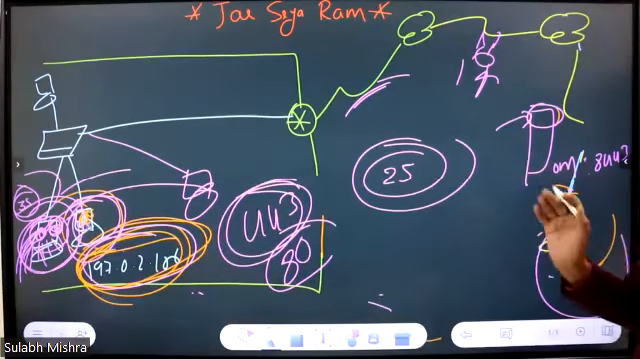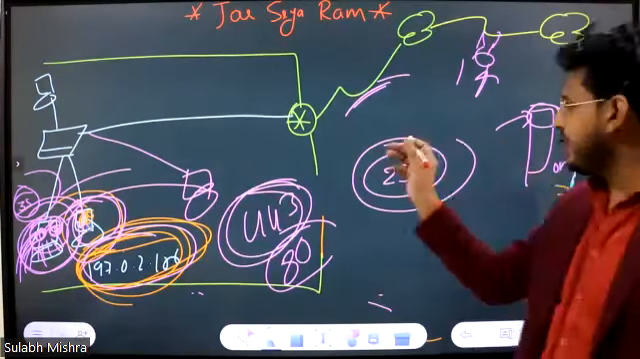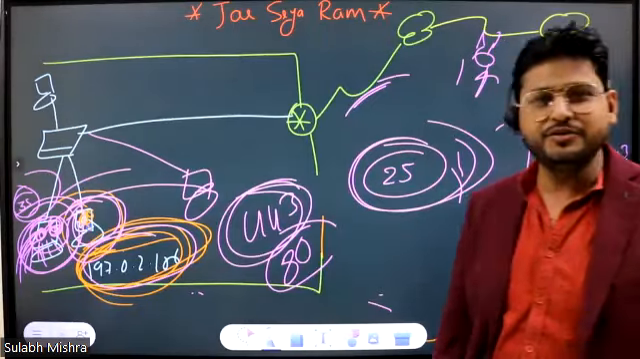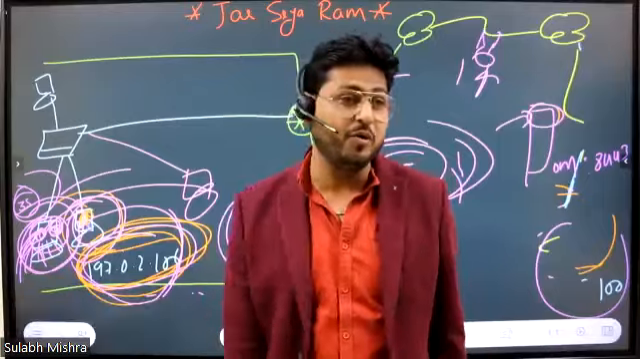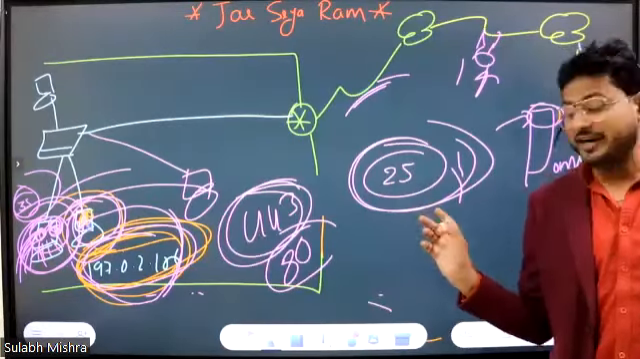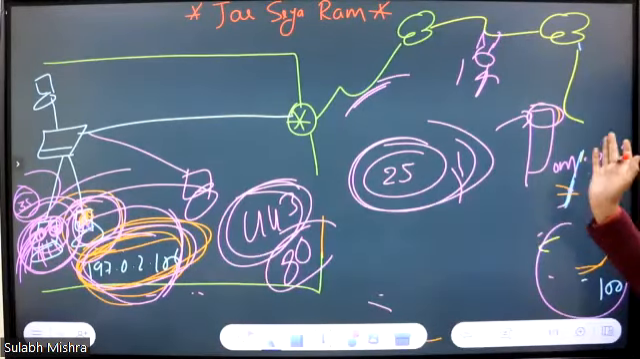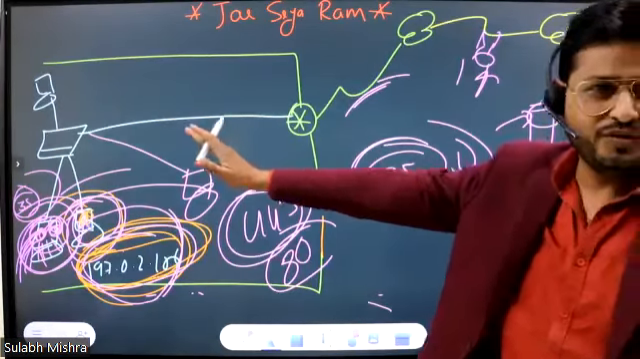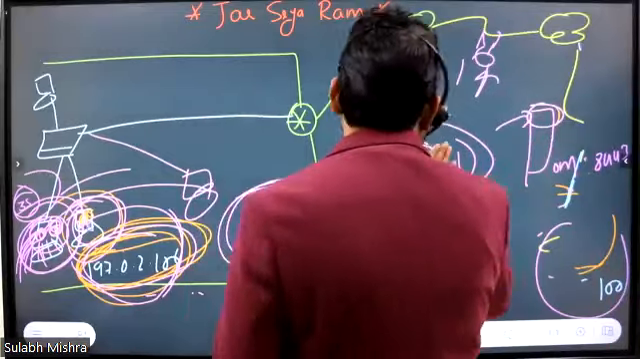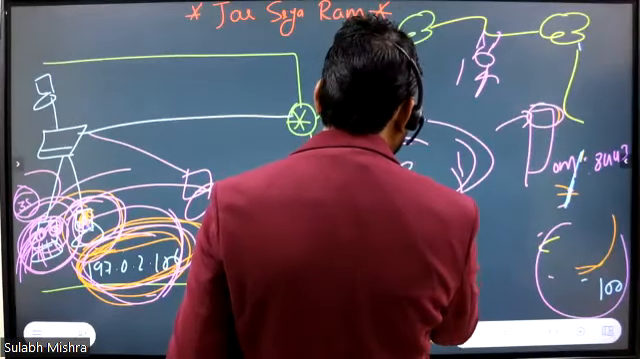Keep in mind, if you see those devices, if you see the communication happen on port number 25, that means from this particular source IP, communication has happened to this particular destination IP on port number 25. That means what this person has done? This person has sent an email. Yes or no?